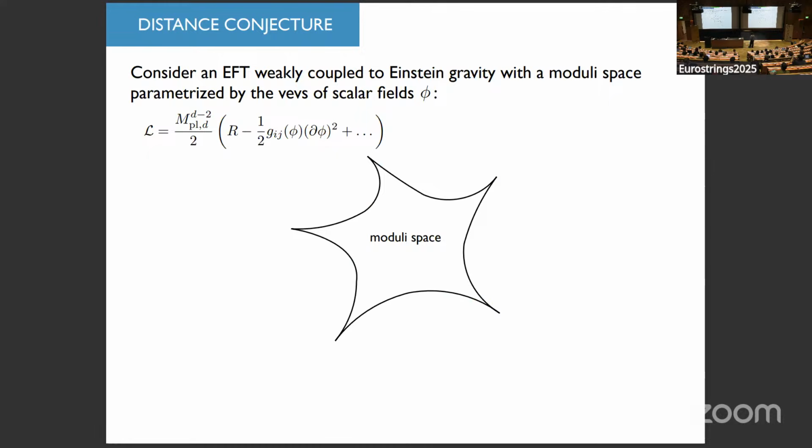Okay, so to start, let me review what the distance conjecture is in the Swampland program, first in the gravitational context before moving to CFTs. The idea is that if you have an effective field theory weakly coupled to Einstein gravity with a bunch of scalar fields, the vacuum expectation values of these scalar fields parameterize what is known as the moduli space, the scalar field space of the theory.